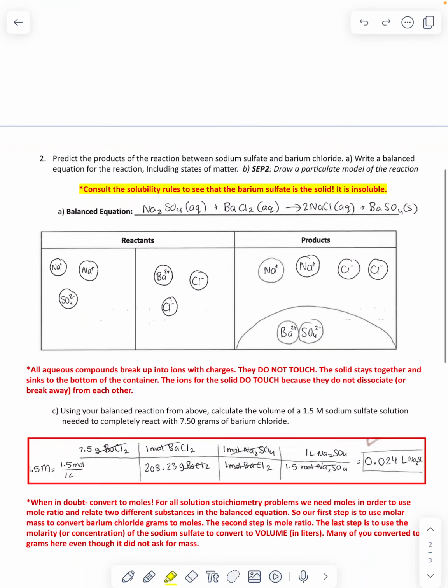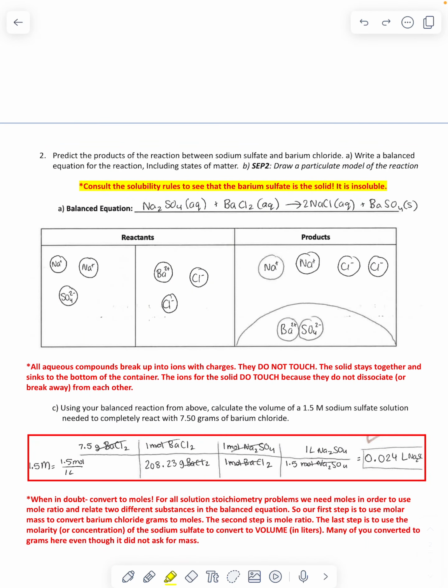All right, for problem number 2, most people did really well with this one, so I don't have a lot to say. The big things that I noticed, some of us are still struggling with writing those balanced equations. You do need to look the ions up in order to get neutral compounds. And then for the products, we're looking to see which thing is insoluble. To do that, I'm looking at the solubility rules to see that barium sulfate is insoluble.